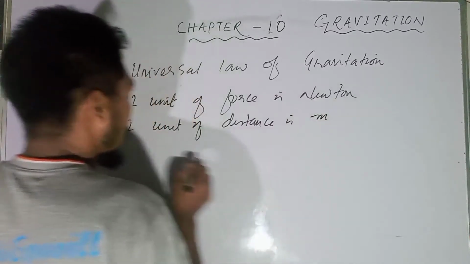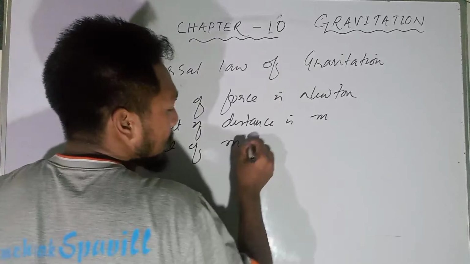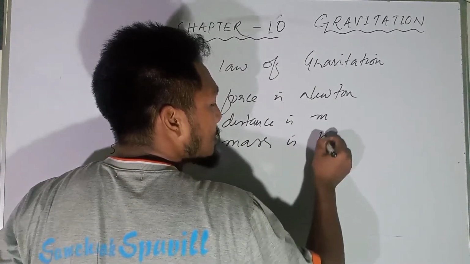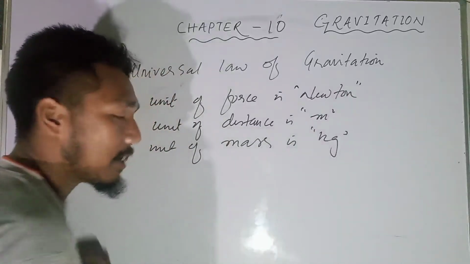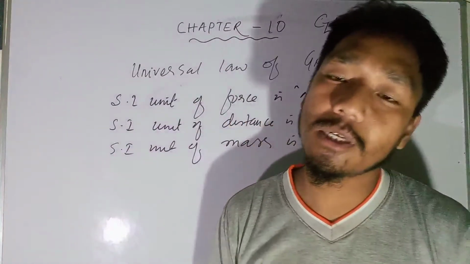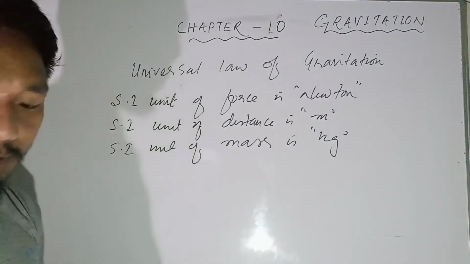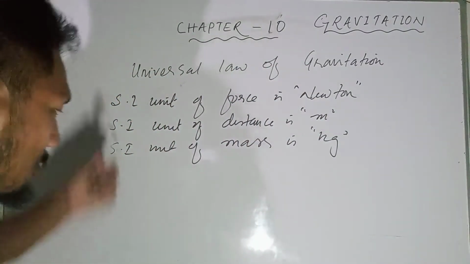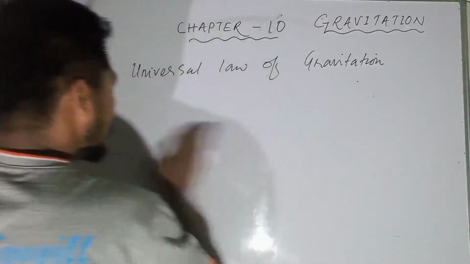Meters. Okay. SI unit of what is it? SI unit of mass. Okay. SI unit of mass is kg. Remember these three. If you know these three, you can easily find out the SI unit of the universal gravitational constant. Okay, so let's try to derive the SI unit of the gravitational constant.